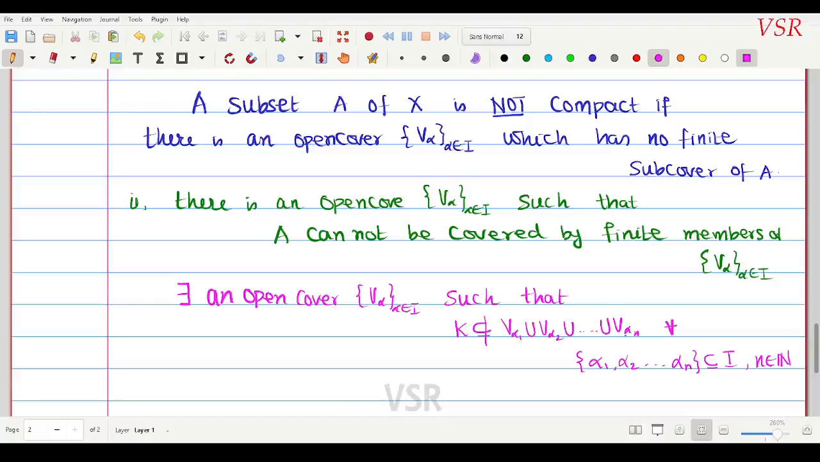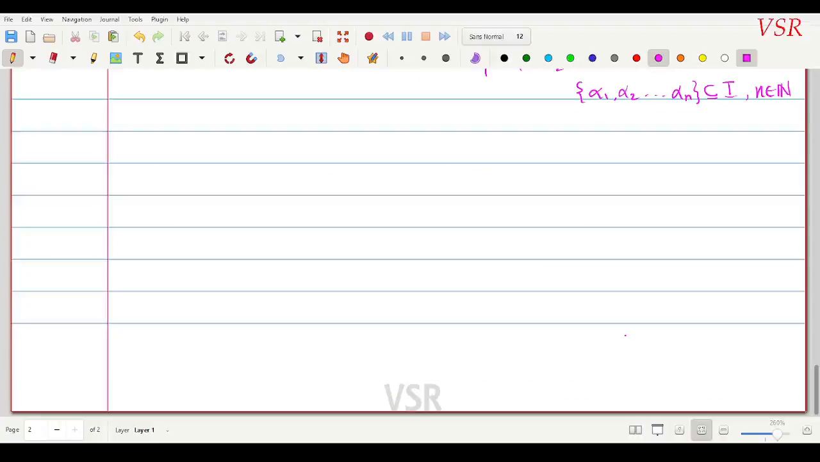Now let us prove the theorem. Now we begin the theorem. Shall I state the theorem again? Every k-cell is compact. So, theorem: we are going to show that every k-cell is a compact subset of R power k.